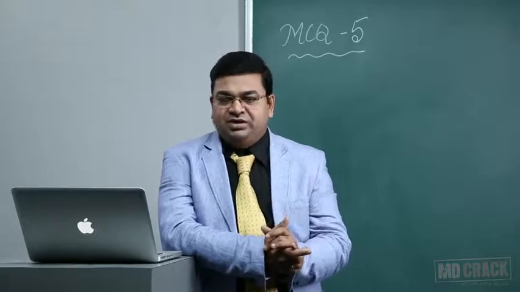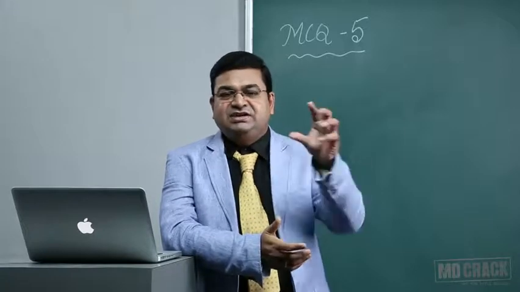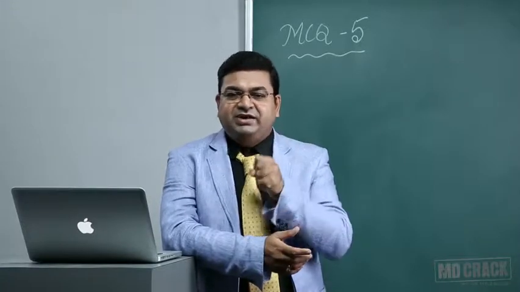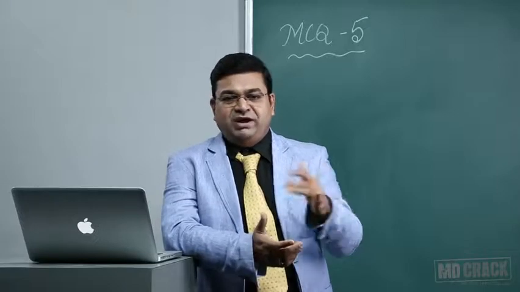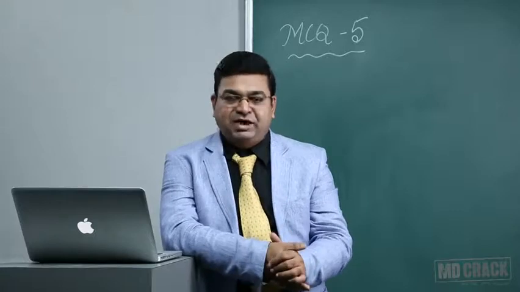Mainly it's IFN, interferon gamma. That's the one which will attract these monocytes. Circulating monocytes will be attracted and they will be sent to the tissues. Once these monocytes enter into the tissues, we call them epithelioid cell macrophages.